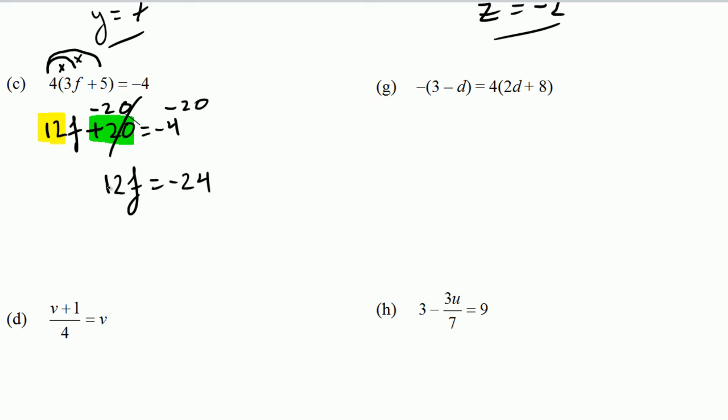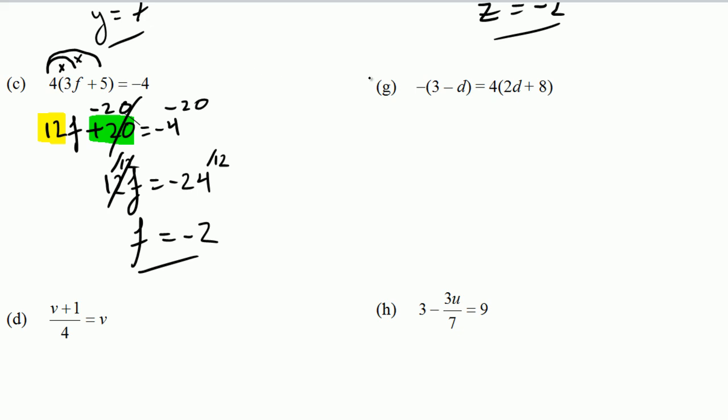Finally, we still have this 12 times f equals negative 24. So we want to get rid of this times 12. What's the opposite of times 12? Well, it's divided by 12 on both sides. So that gets cancelled. And we have f equals, a negative and a positive will give us a negative. And 24 divided by 12 should give us 2. So f equals negative 2. Again, if you're not sure about this, just put it into your calculator.